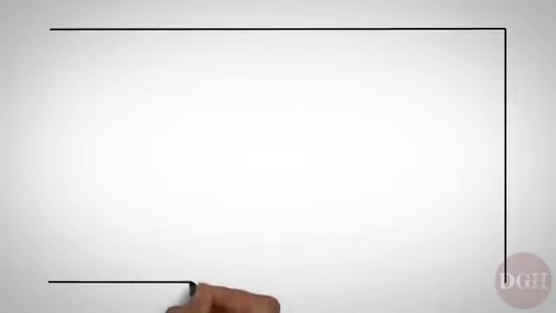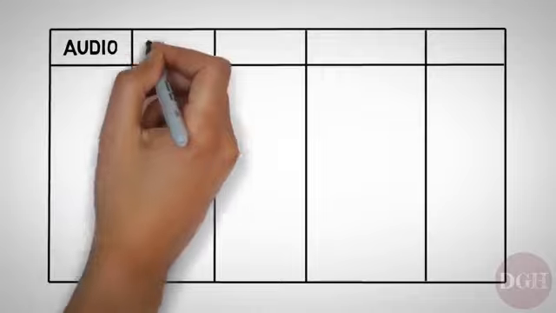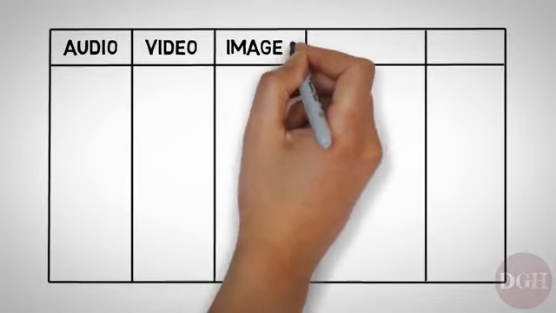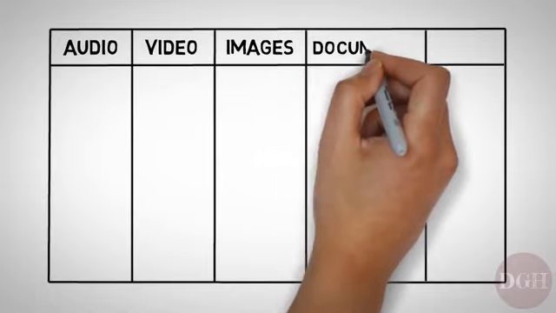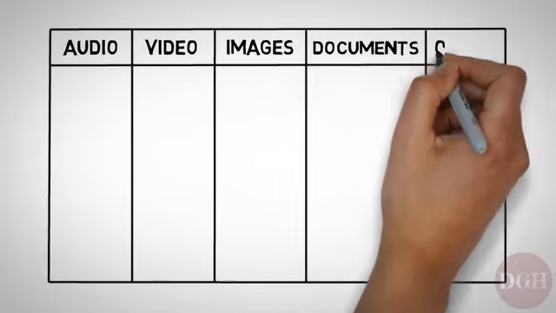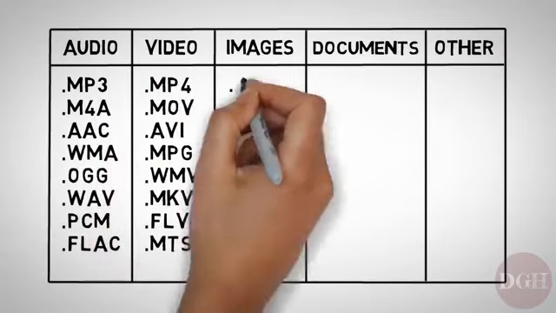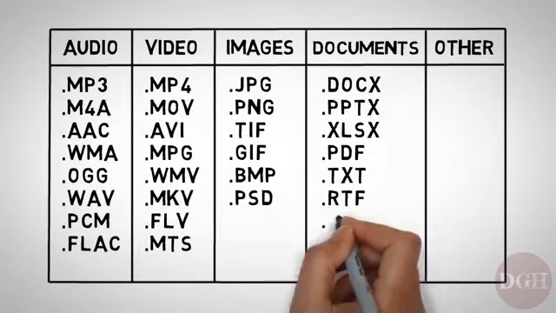Let's look at some common file extensions grouped by category. We've got some that are for audio, some for video, some for images, some for a variety of types of documents, and then a few other important ones. This may look like a lot, but in reality, there are actually many, many more.